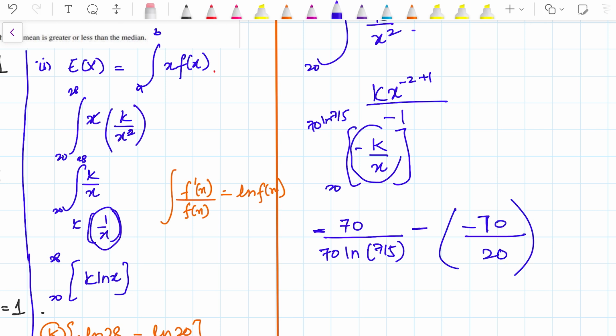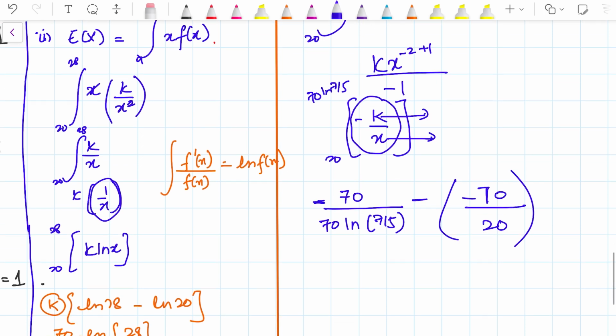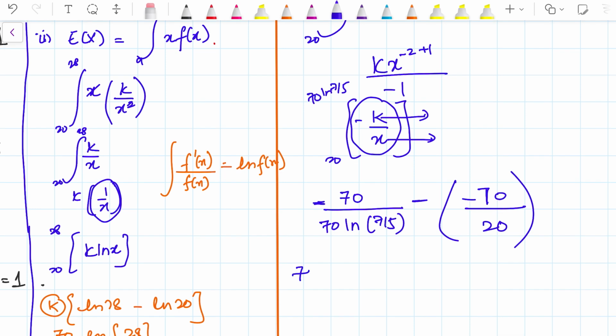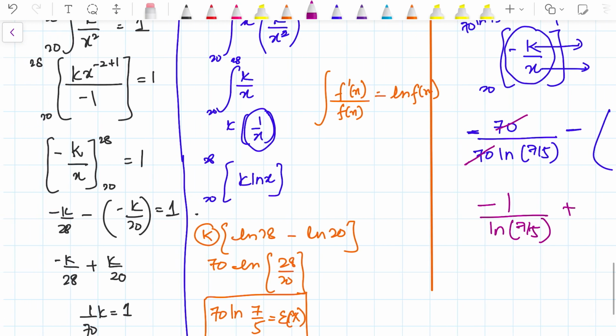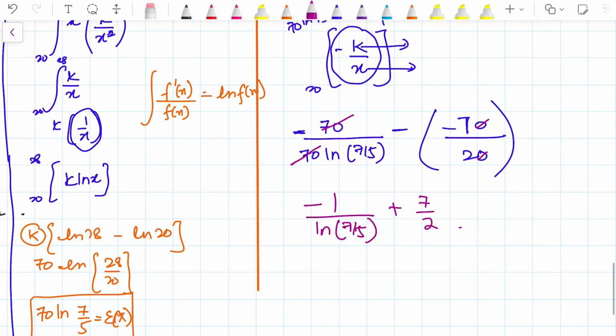See, so I input the value of k as 70 and the value of x as 70 ln 7 upon 5. And then next I input the value of k as 70 and the value of x as 20. I can also take the 70 common out, but not necessary. So this cancels out. Minus minus is a plus. 0, 0 cancels out. It's a 7 upon 2. Let's evaluate it. Minus 1 divided by ln 7 upon 5 plus 7 upon 2. So this gives me 0.527 as my answer.